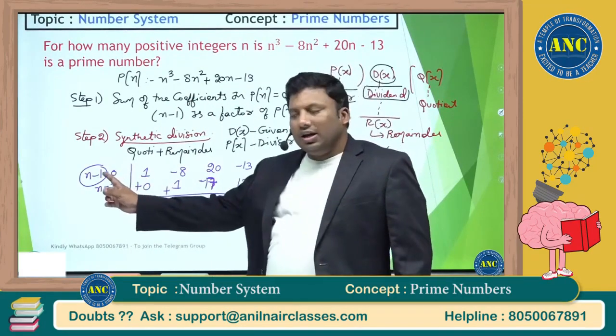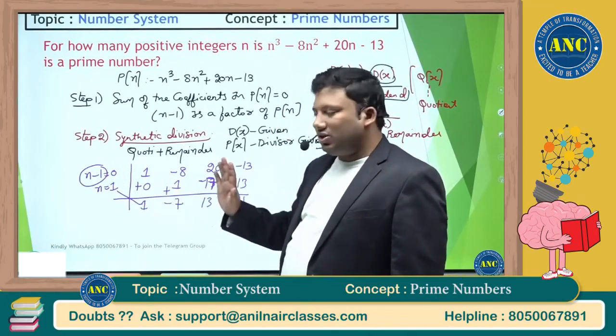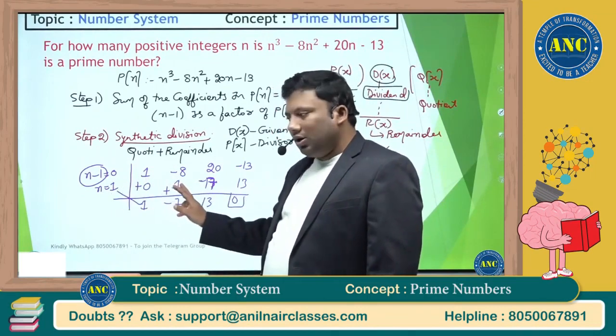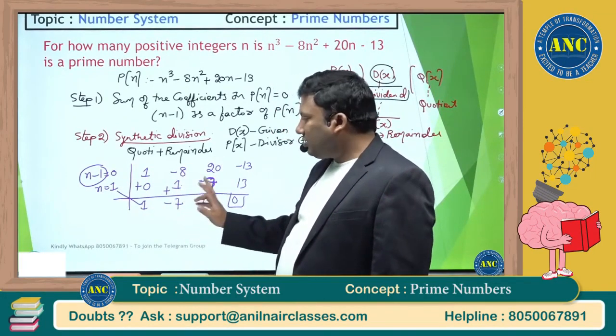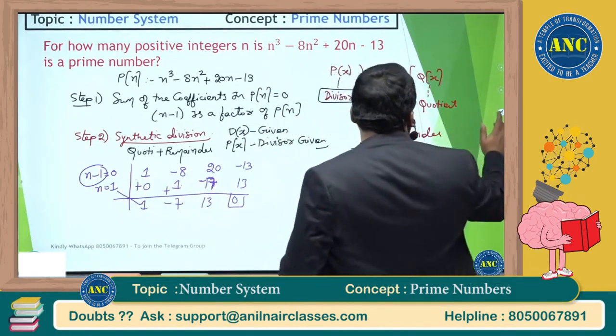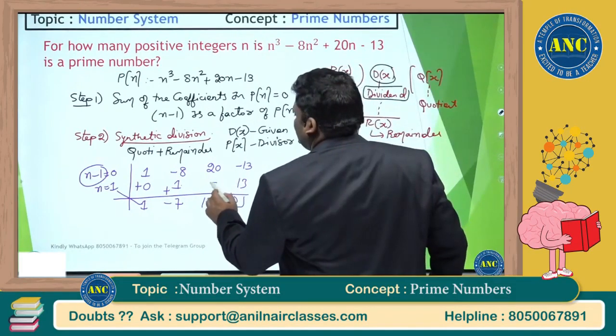Again I am explaining. N minus 1 equivalent to 0, n equivalent to 1. Start with 0. 1 plus 0 is 1. 1 ones are 1. Minus 8 plus 1 is minus 7. Minus 7 ones are minus 7. This is minus 7.